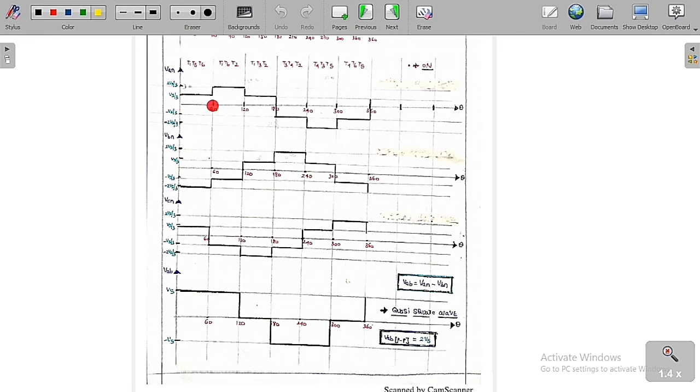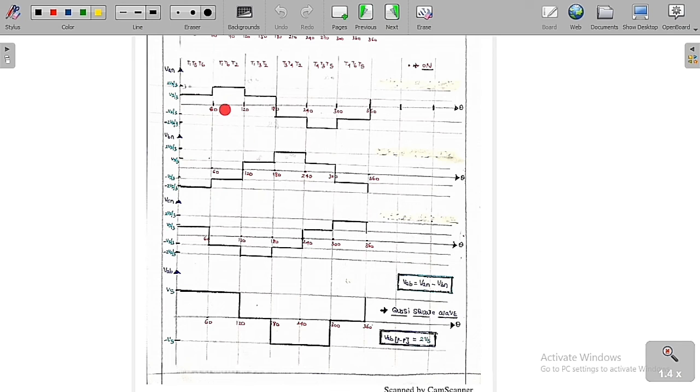If you do the subtraction of these two waveforms, Van minus Vbn, we are going to get Vab with a peak value of plus Vs and minus Vs. So the peak to peak voltage of this line voltage is equal to 2Vs, and the peak to peak voltage of this phase voltage is 4Vs by 3.